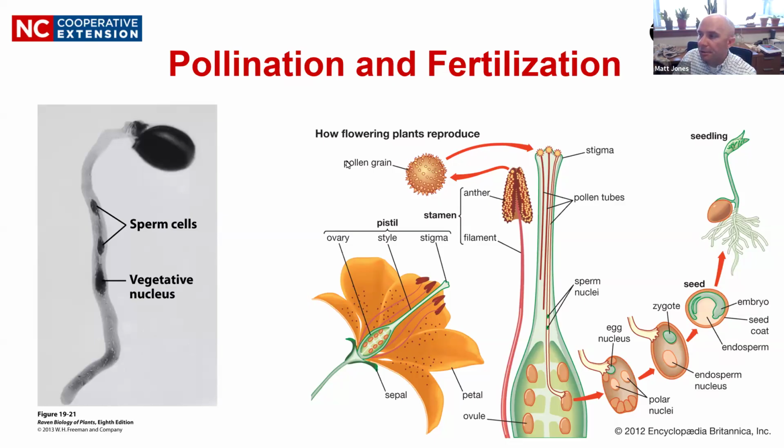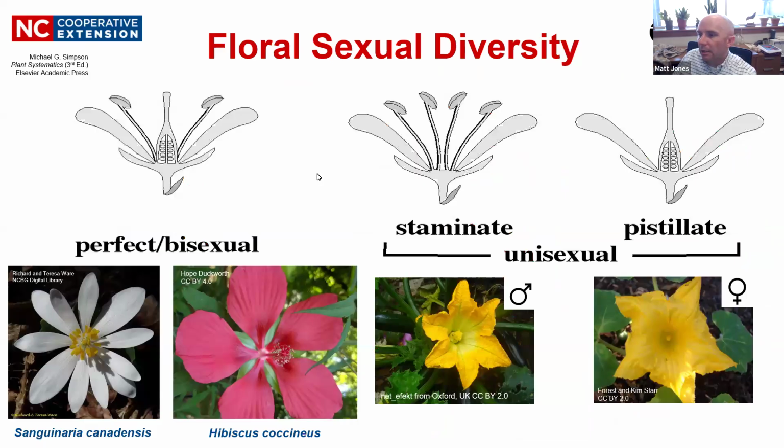One of the types of variations you can see in flower structure is whether or not the flower is actually bisexual. I would say the default is having a bisexual flower. So they have both pistils and stamens.